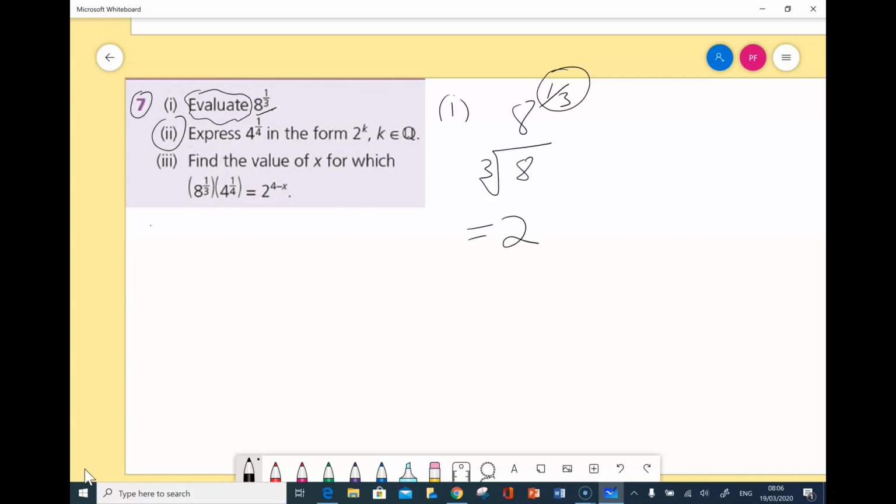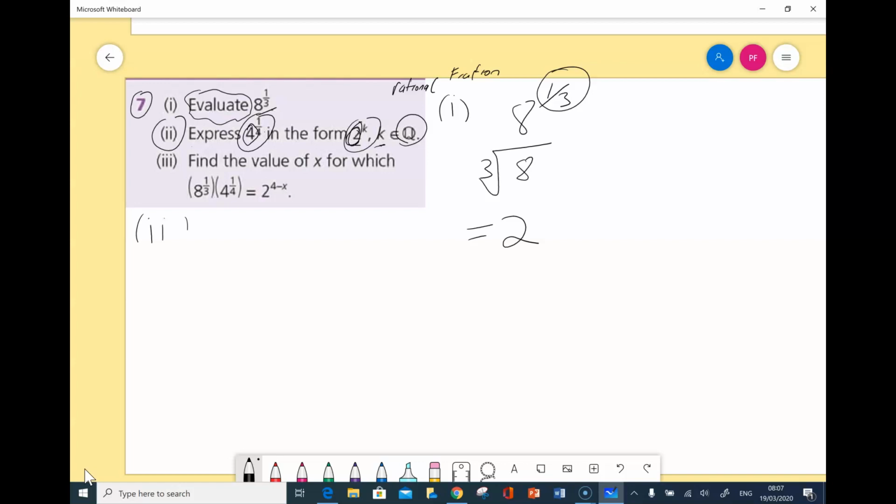Part 2. Express 4 to the power of 1/4 in the form of 2 to the power of k. Well, let's have a look at that. So it has to be 2 to the power of something, and k is an element of Q. Now Q is the rational numbers. Rational just means it's a fraction. Okay, so let's have a look at 4. How can we change that into 2?